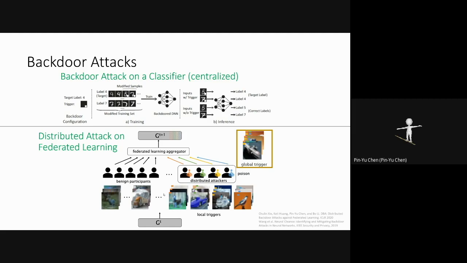This simple strategy actually becomes very successful and more difficult to detect, because at the client level, each client only gets the partial trigger, so they don't even know what the global trigger looks like. But at the aggregated, global level, the final federated learning model will be affected by the global trigger pattern. So this is like a distributed attack, very similar to a distributed attack on the World Wide Web.